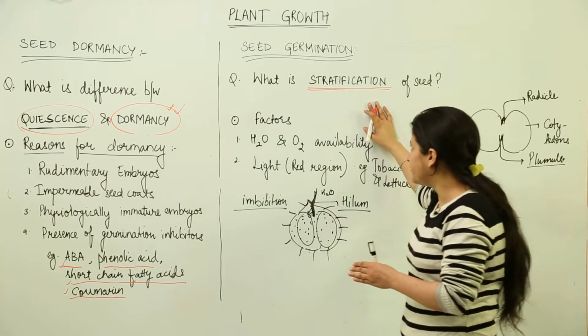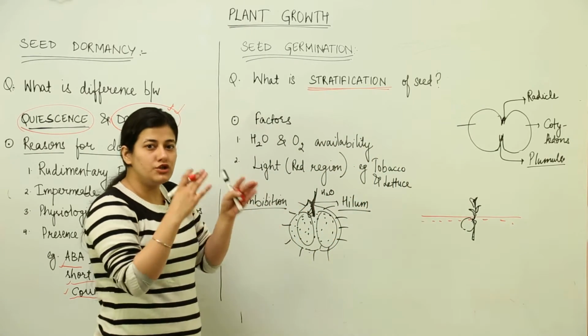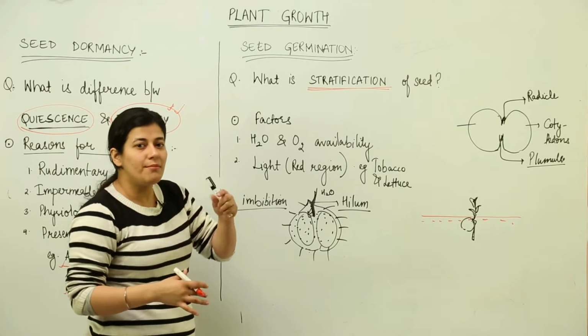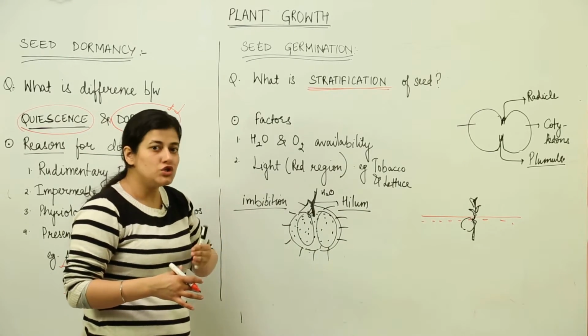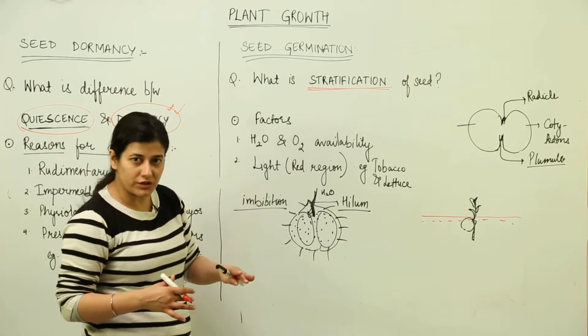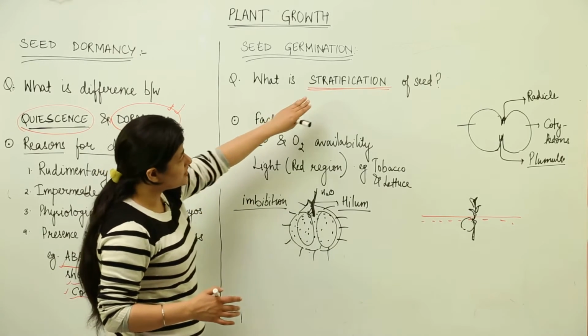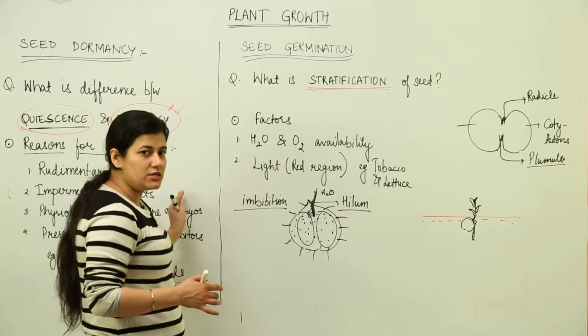Alright, so what is stratification? Stratification is basically breaking down of dormancy. The dormant condition is broken down by subjecting the moist seed, in the availability of oxygen, to variable durations of temperature. Either that could be high or it could be low. So the stratification of seeds would lead to seed germination if the seed is dormant.